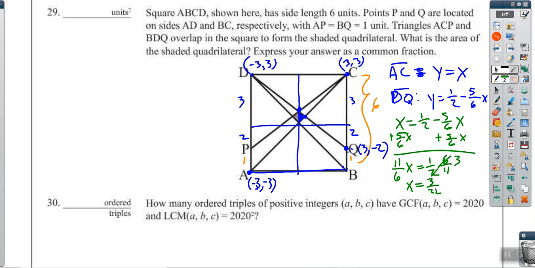No. I get 3/11. Because 1 times, okay. So I get 3/11. So this point right here, this distance has to be 3/11. All right, so to find the area, I know this has a height of 1/2. So to find the area of a triangle, it's base times height divided by 2.